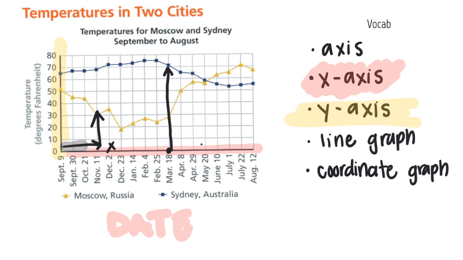Okay, this graph that you see right here is a line graph, and as we can see, we have this line that is occurring. And this one is actually a double line graph because there's two different lines. One is representing Moscow, another one is representing Sydney, okay? And coordinate graph means that we have certain points that we can plot. So we see every single shape is a certain point that we can plot in our graph.